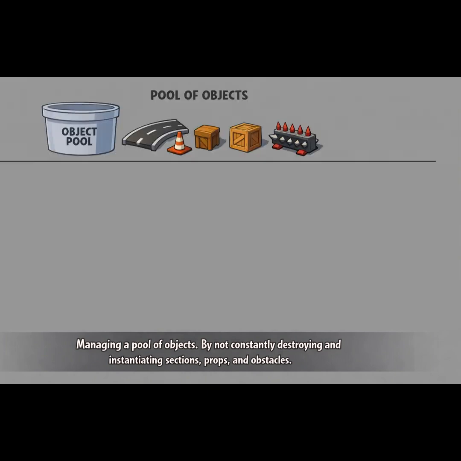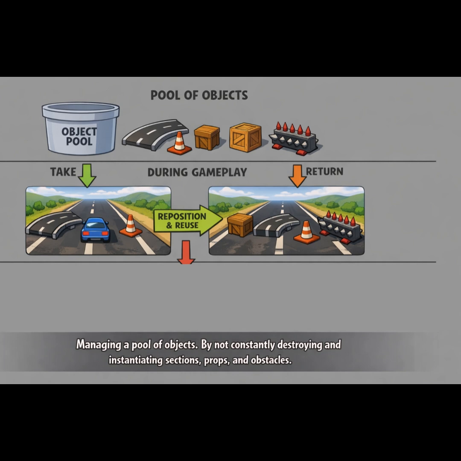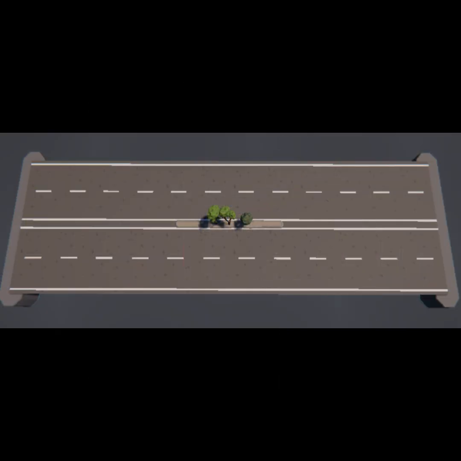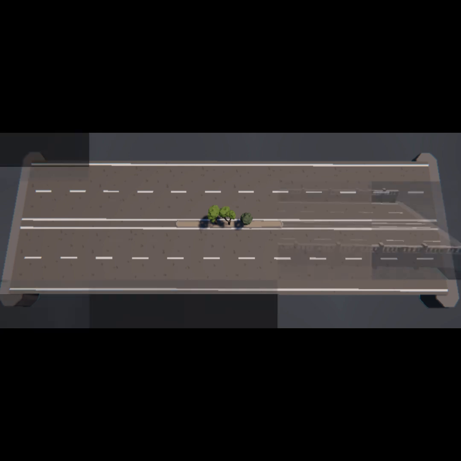By not constantly destroying and instantiating sections, props, and obstacles, you can eliminate unnecessary memory spikes. Simply have the objects in the scene or instantiate them at the start of the game. During gameplay, retrieve the objects from the pool, change their position, then make them inactive when not required, and return them to the pool.